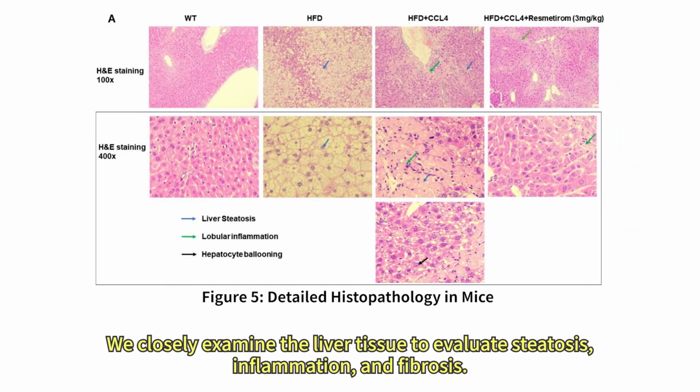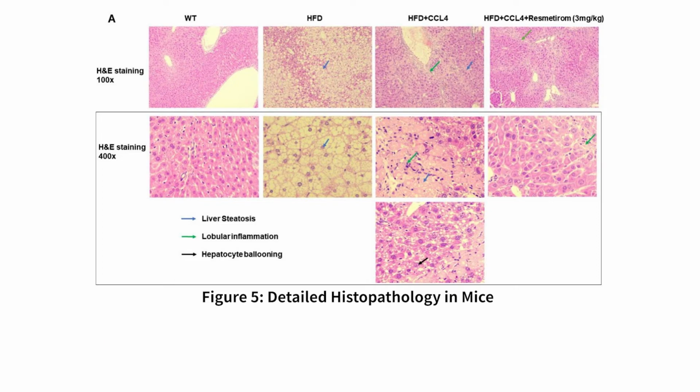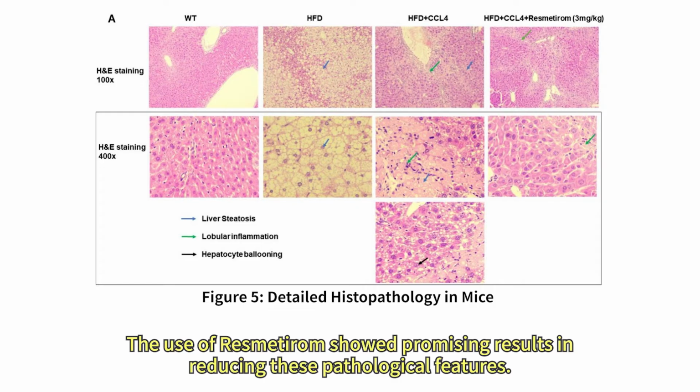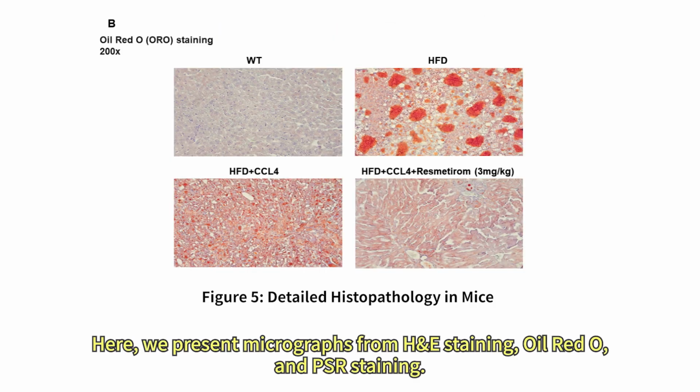We closely examined the liver tissue to evaluate steatosis, inflammation, and fibrosis. The use of resmetirom showed promising results in reducing these pathological features. Here, we present micrographs from H&E staining, oil red O, and PSR staining.